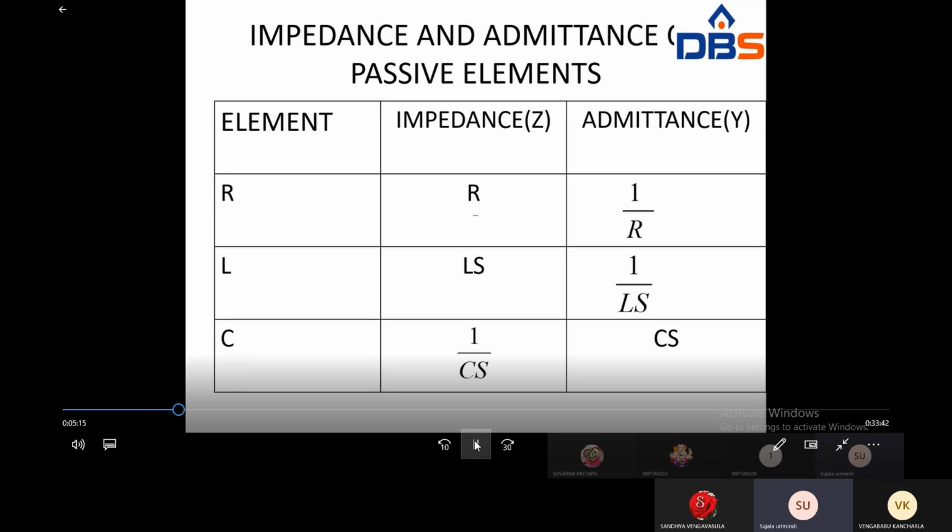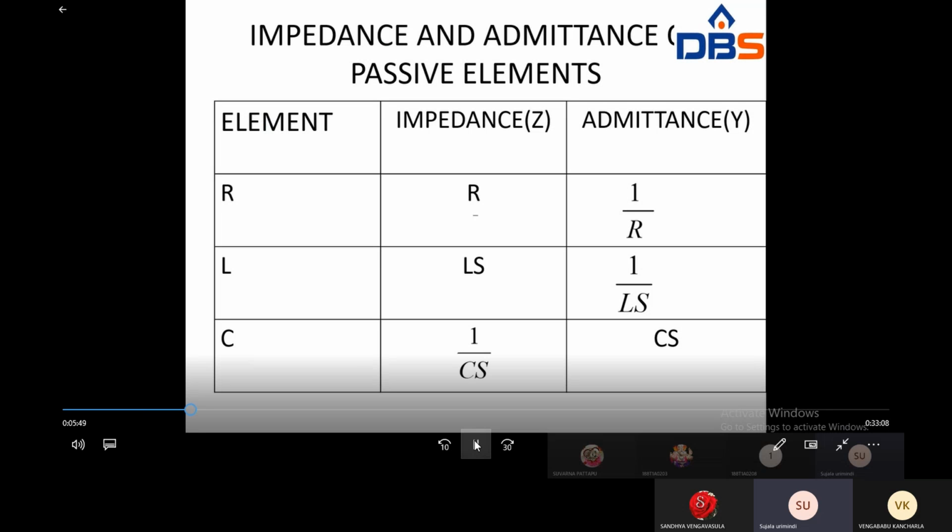So for the resistance, in the impedance we have taken R only, but in the admittance we have taken G. The reciprocal of resistance is conductance or 1 by R. And for the element L, inductance, when you find the impedance, it is in the form L into S. But in the admittance, it is 1 by Ls. When you take the capacitance, in the impedance form it is 1 by Cs, and in the admittance form it is C into S. So this has to be remembered.